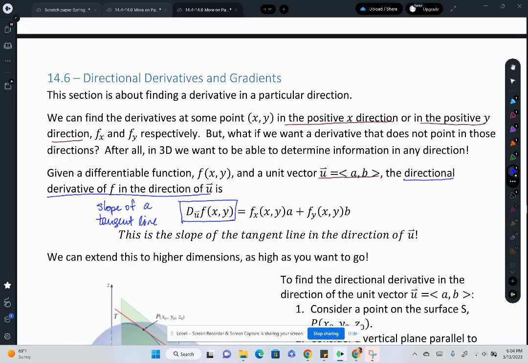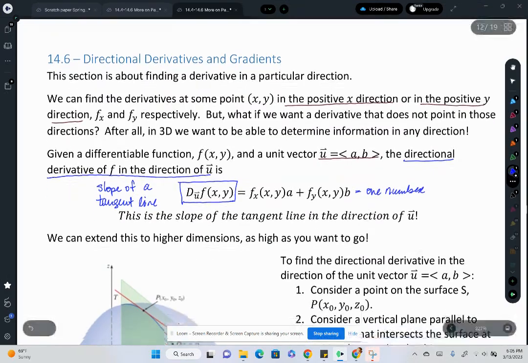And what we do is we take the first partial with respect to x, and we multiply it by the first component of the unit vector. Then we take the first partial with respect to y and multiply it with the second component of the unit vector. Then we add them all together. And together, when we add those, it's going to give us just one number. Well, I shouldn't say one number because it could be something like -2 minus the square root of 3. Still one number, but it's not a function if we're evaluating it at a point. And so what it's going to give us is the slope of the tangent line in the direction of u.